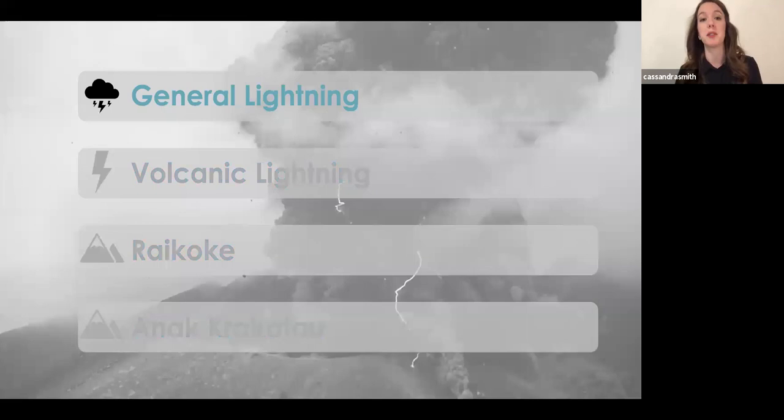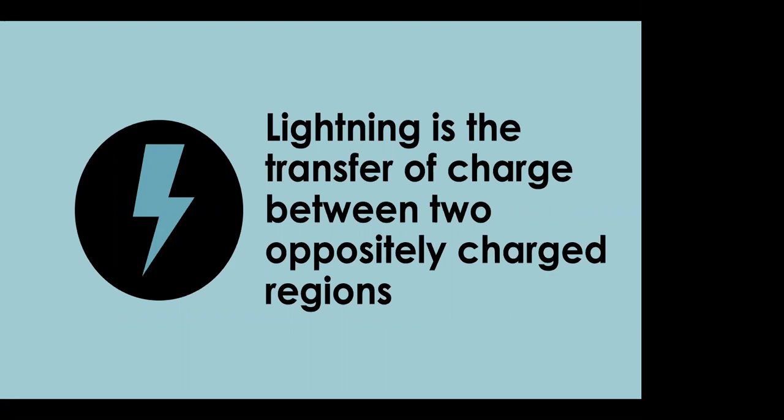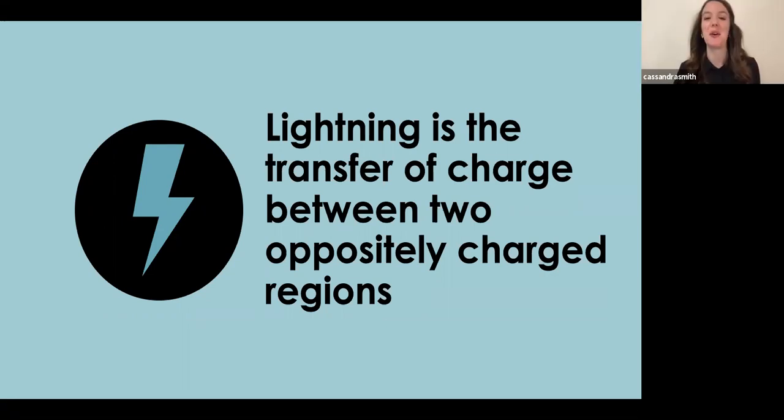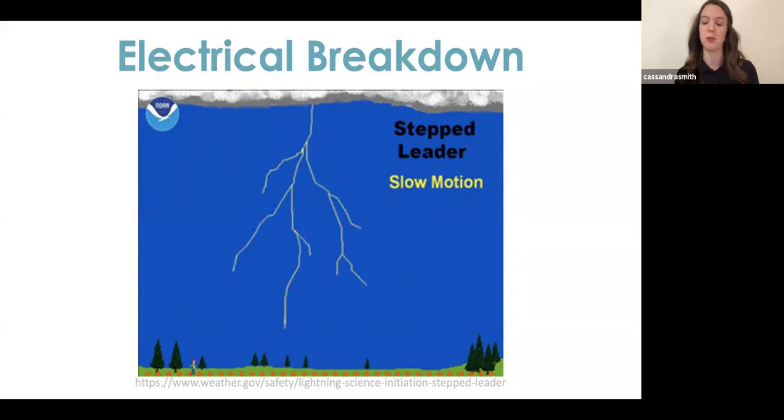So to start with general lightning, lightning is the transfer of charge between 2 oppositely charged regions. And this happens by the air electrically breaking down so that charge can transfer. This happens in a series of steps. It's not an instantaneous process. The first part of lightning generation is called the stepped leader. So lightning actually feels its way to the ground.